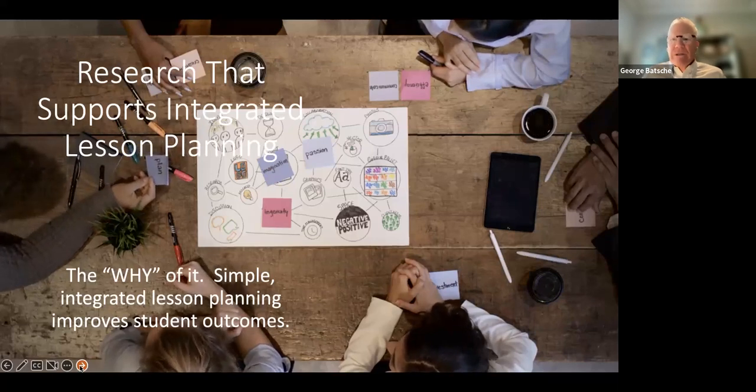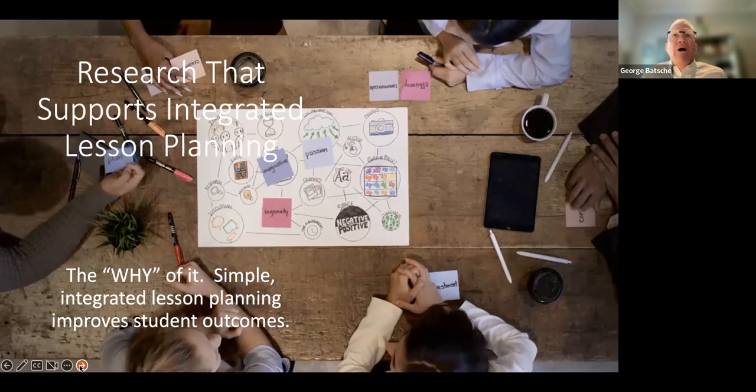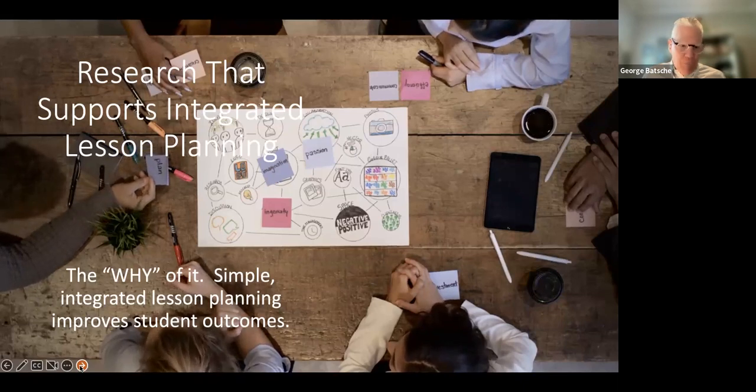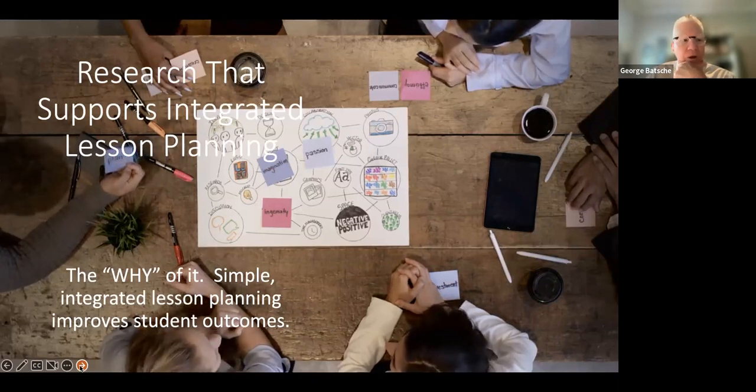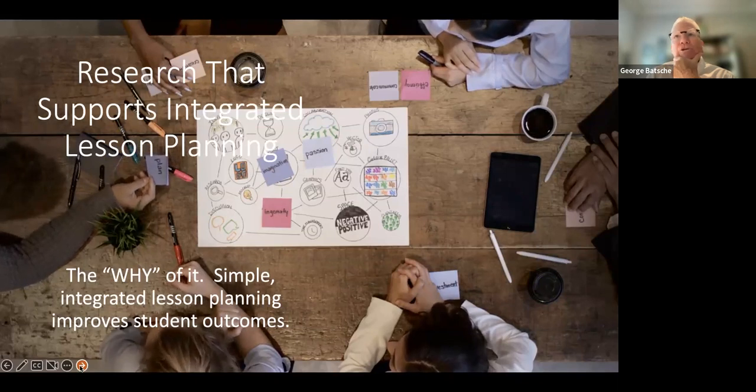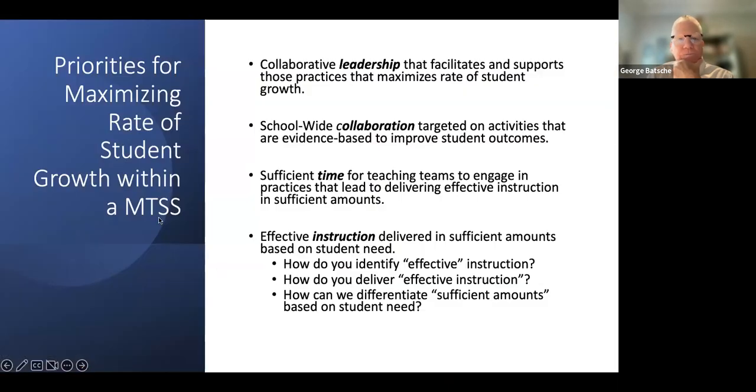So I want to talk about the why of this, because we don't want to do something that's just a popular practice or even a best practice unless we have some evidence for it. So I want to very quickly go through a couple of things here that I want you to think about and potentially use back at the ranch if you are going to move forward with trying to implement some of this. So when we take a look at priorities for maximizing rate of student growth, we don't want to look just at instruction. We'll talk about that in a moment. Leadership contributes to student outcomes, and we have the numbers to tell you exactly. Collaboration contributes to student outcomes. We have the numbers.